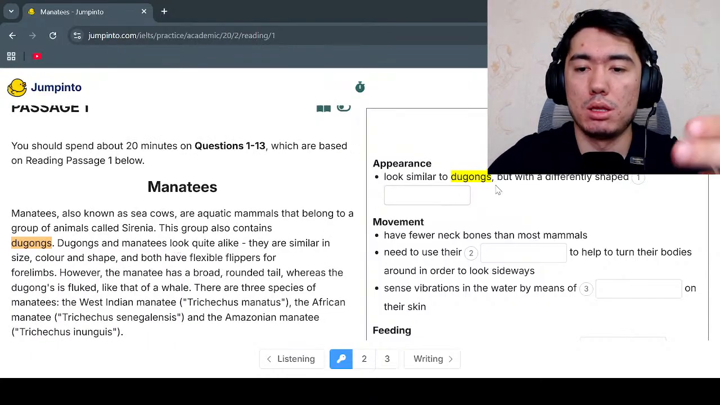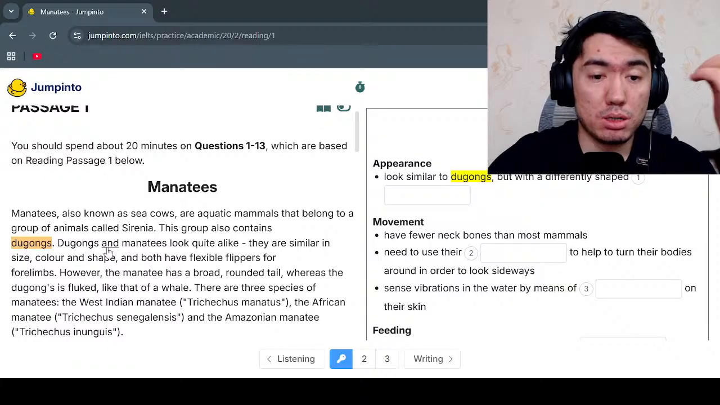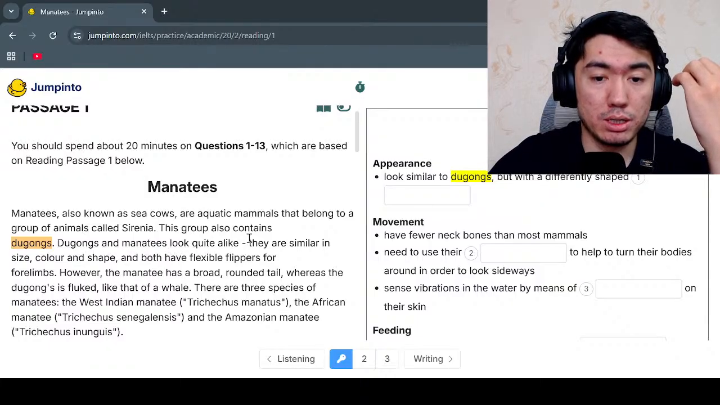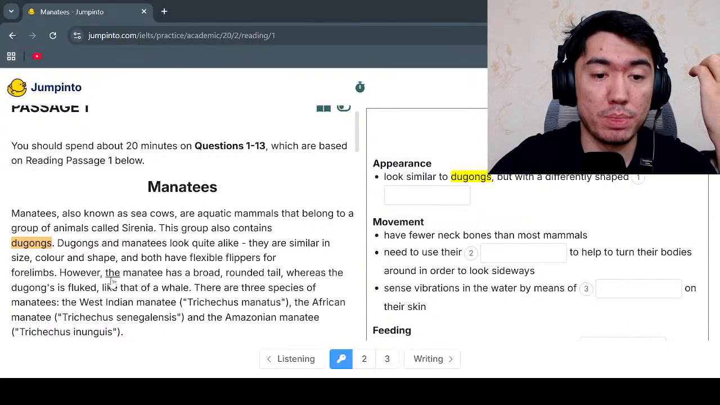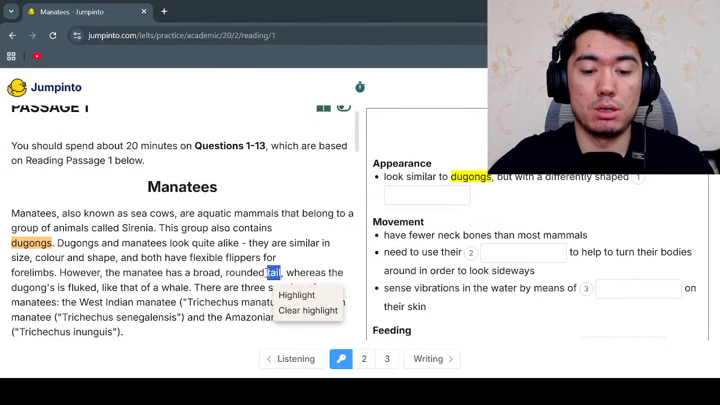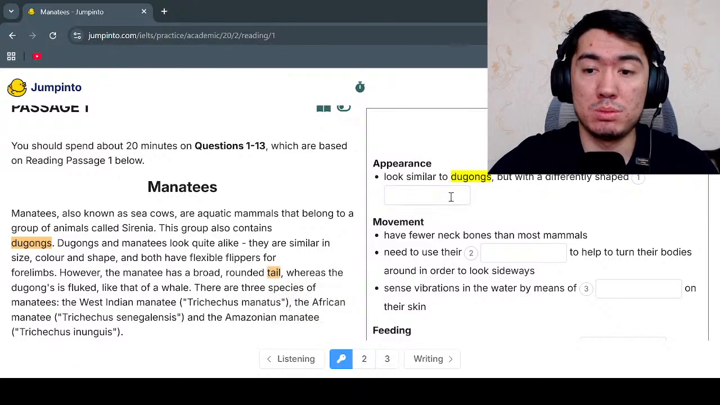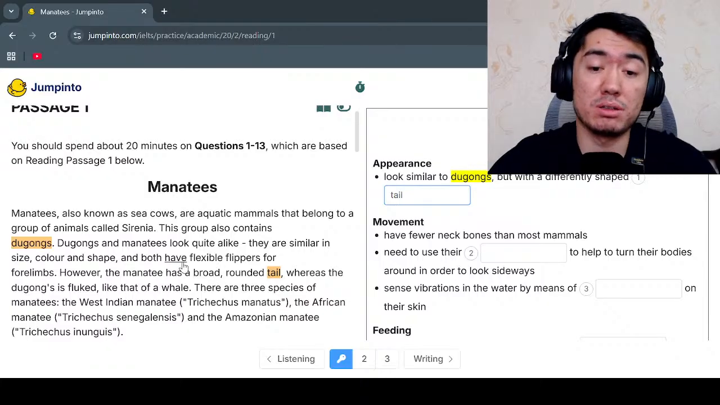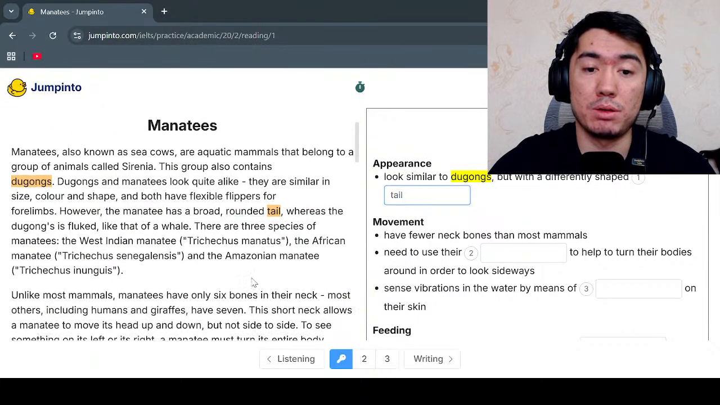Okay, so yes, they look alike. They're similar in size, color, and shape, but both have flexible flippers. Has a broad, rounded tail, whereas the fluked, that of a whale. Regardless, the answer is going to be tail, because their tails are different. Everything else is very similar, apparently. So there goes the first answer.